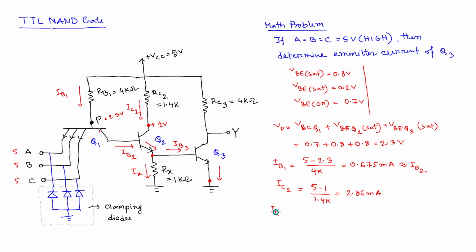So IE2, from the very simple equation, emitter current is equal to base current and collector current, summation of those. So IB2 plus IC2. So you have to just add these two, right? Because IB2 is this one, IC2 is this one. So if you add these two up, you are going to get what? 0.675 plus 2.86 is equal to 3.53 milliampere, right? So okay, now let us go on to next page.